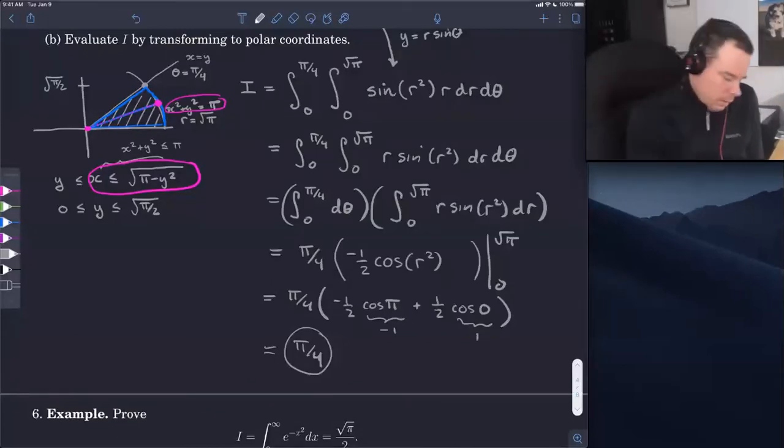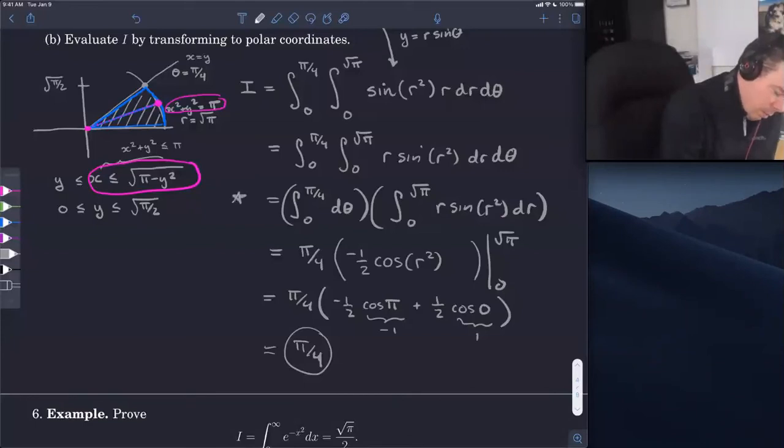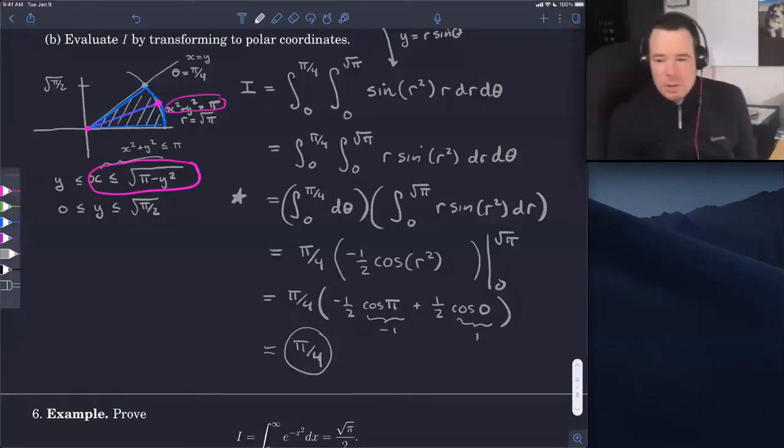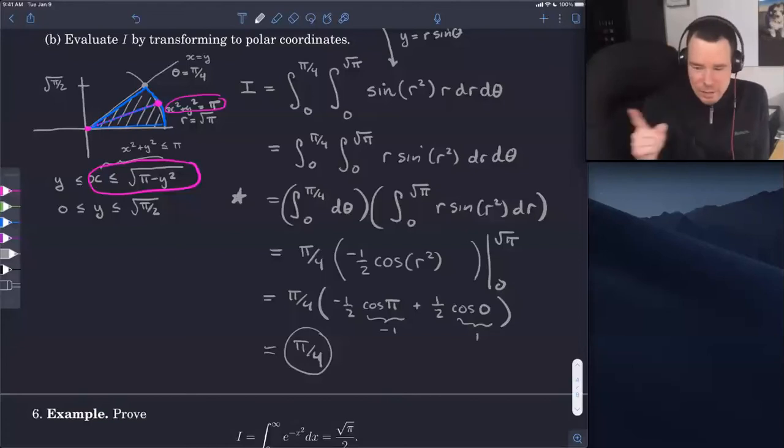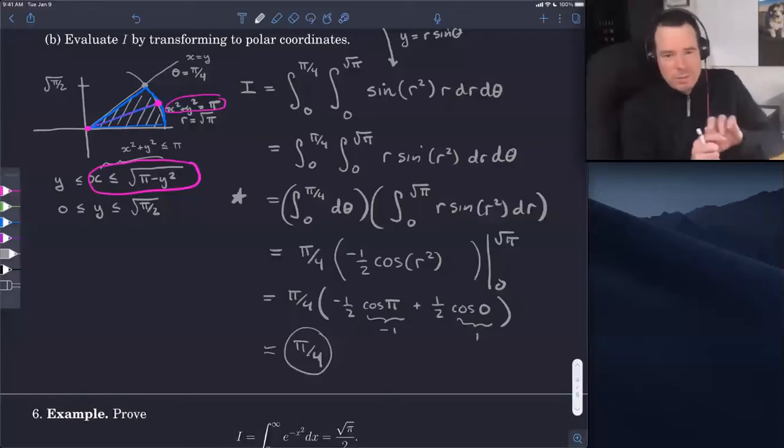Okay, so that's this step here, this step I'm indicating by a star. That's always just something to keep in mind. If you scan through your integral and you're just like, oh, I don't see the variable theta appearing anywhere, oh, that means I can just strip off that integral and do it on its own.